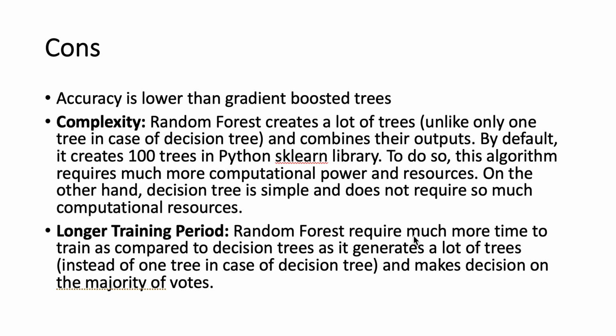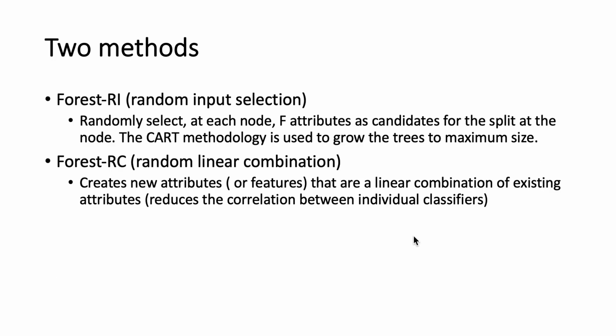There are some cons. First, it is quite complex, because we create a lot of trees, not like one single decision tree; we may create like 100 trees. That causes complexity, and we also need a longer time to do the training. And also the accuracy may be lower than gradient boosted trees.